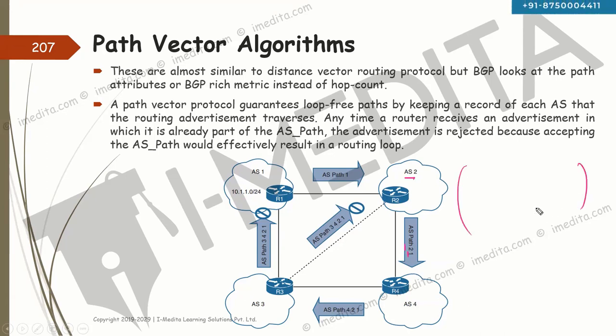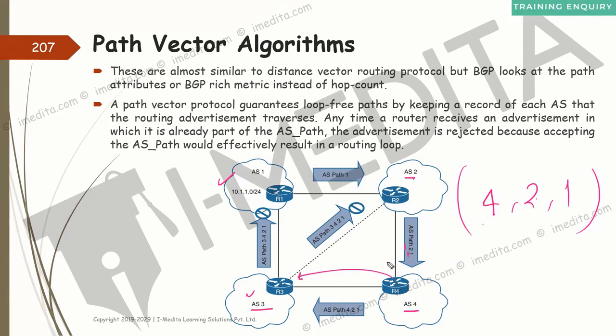Basically, it will form a list of the autonomous systems that the prefix has crossed to reach a particular router. When this router receives this information and advertises it to the neighbor router, the information is going to include that if you have to go to this destination, you have to cross AS number 1, AS number 2, and my autonomous system number 4. When router 3 receives that information, and let's say that router forwards the information to router 2 or router number 1, they are not going to accept it.